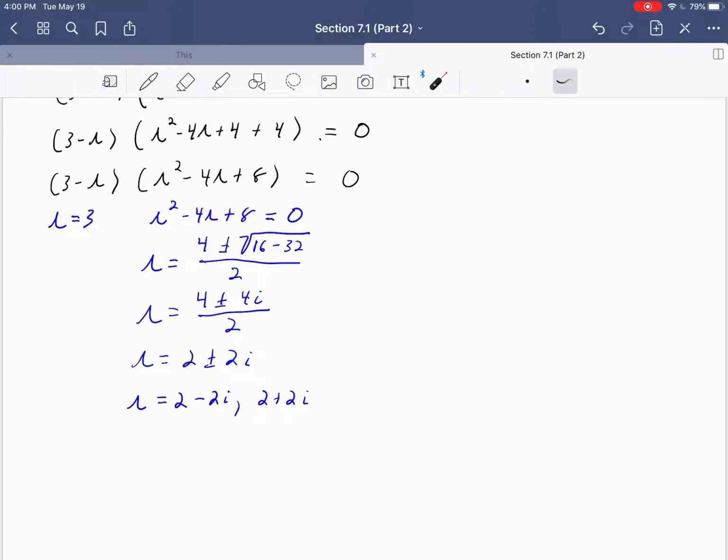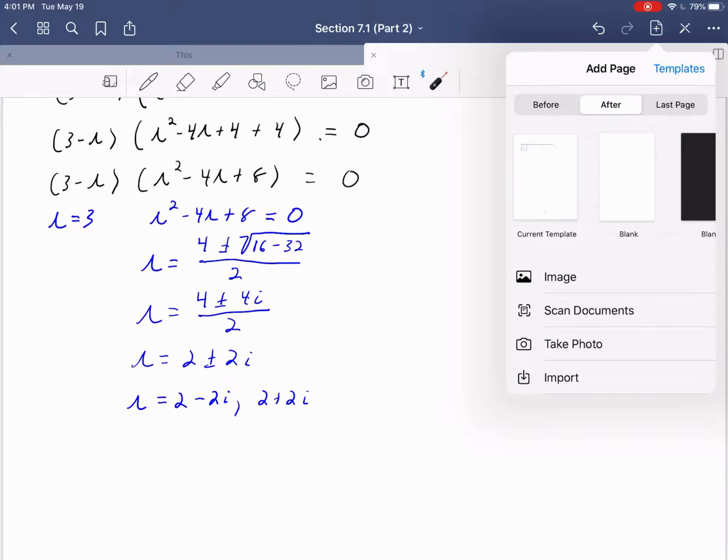We'll see that that conjugation also has a relationship with the eigenvectors once we get to those. So we've got 3 different eigenvalues here. We want to go ahead and find their corresponding eigenvectors. So let's do that on our next page.